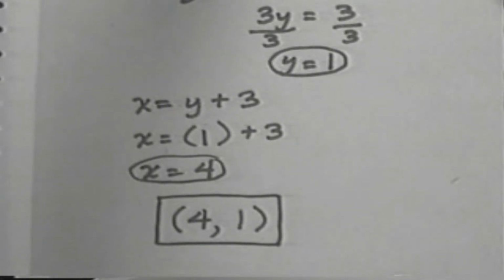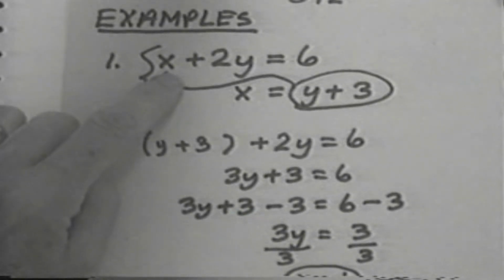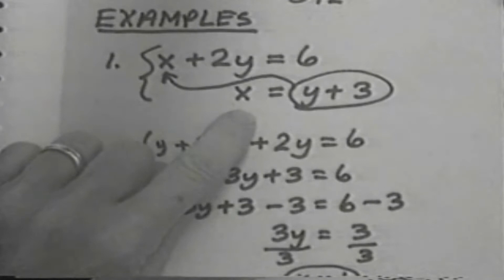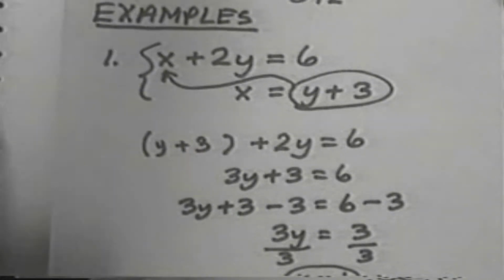Since we have equations, we can check, and it's wise to do so. So we're going to check 4, 1 in our equations. Remember that we have to use both of the original equations, the x plus 2y equals 6, and the x is equal to y plus 3. So let's check both of those. We'll begin with the first one.